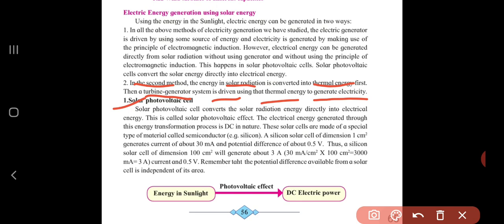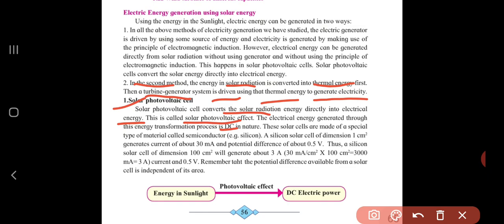Solar photovoltaic cell converts the solar radiation energy directly into electrical energy. So this is called solar photovoltaic effect. The electrical energy generated through this energy transformation process is DC in nature. You must have learned about AC and DC in science part 1. So this is DC in nature.